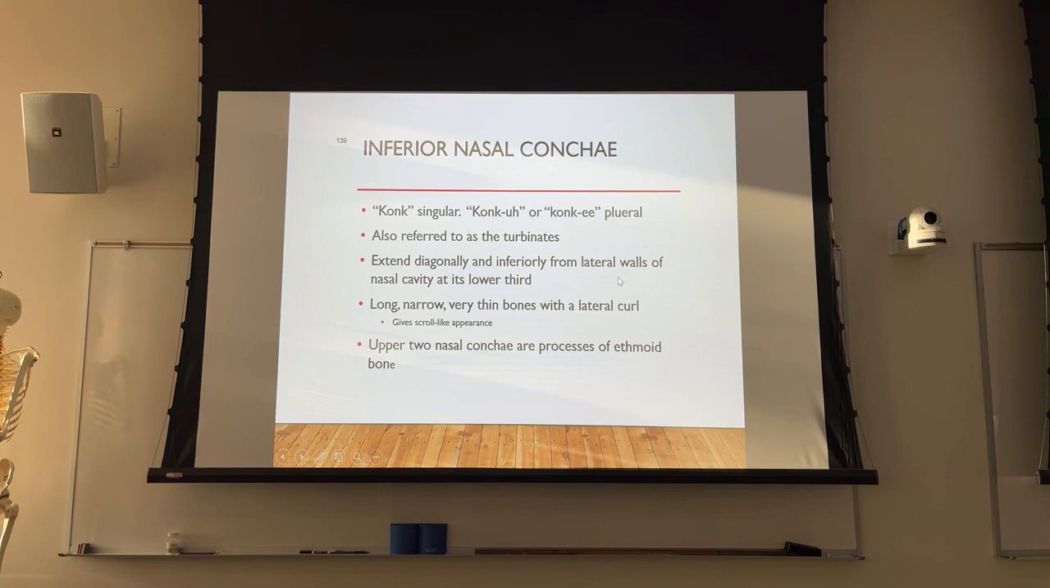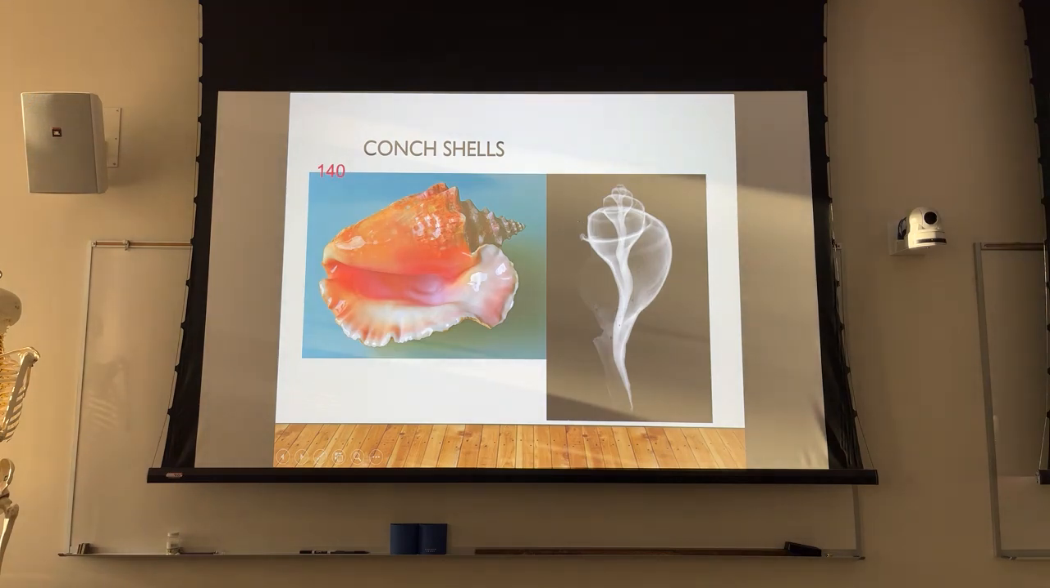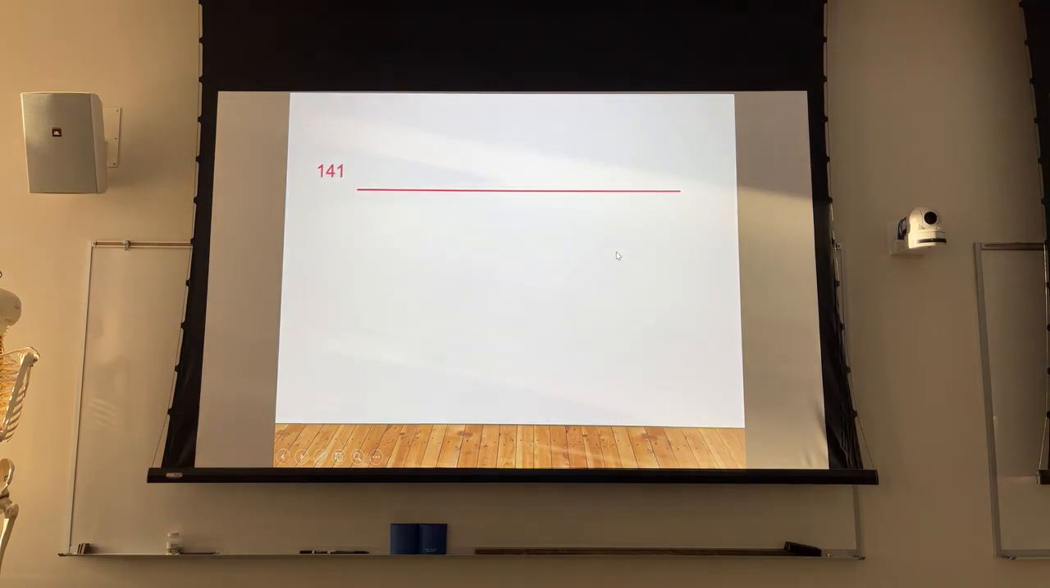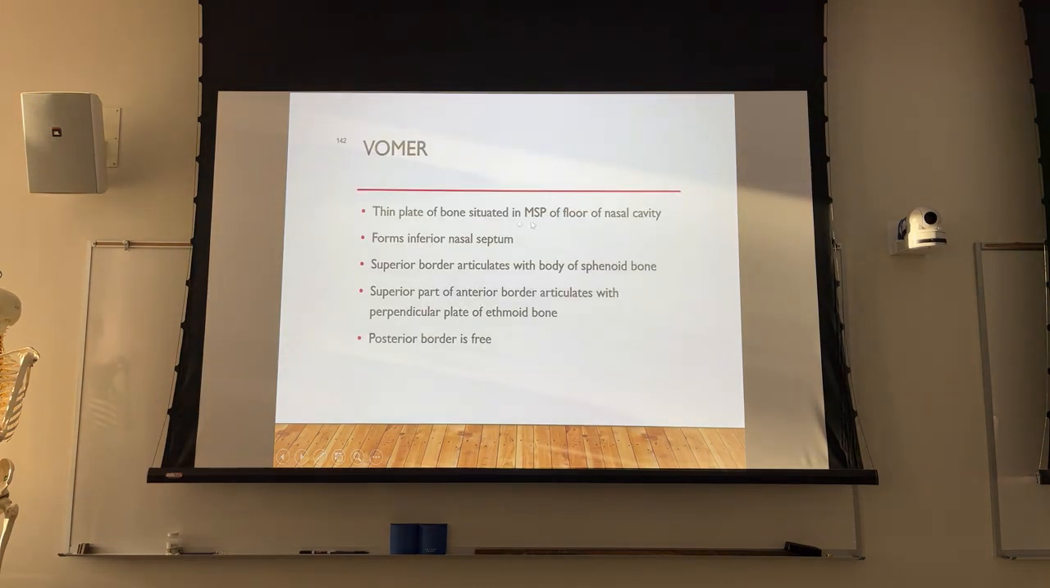And you got the turbinates. So if you don't know what a conch shell is, that's what a conch shell is. So you make an x-ray of a conch shell and it looks kind of like a tornado. And because it's spirally, it kind of looks like a turbine, right? So we'll refer to it as turbinate.